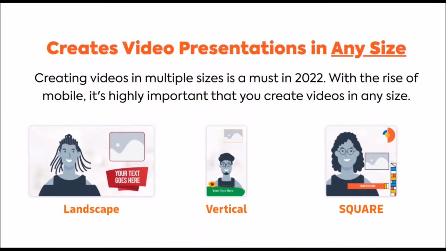You can do landscape mode, vertical mode, square mode. If you don't know, landscape is typically what works on YouTube and even Facebook. Vertical is quite often for Instagram and TikTok, stories, that sort of thing. And squares is for advertisements and stories as well.